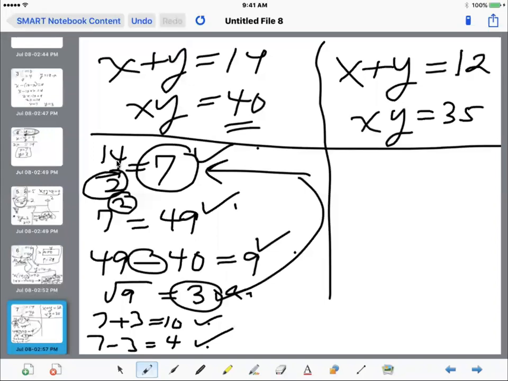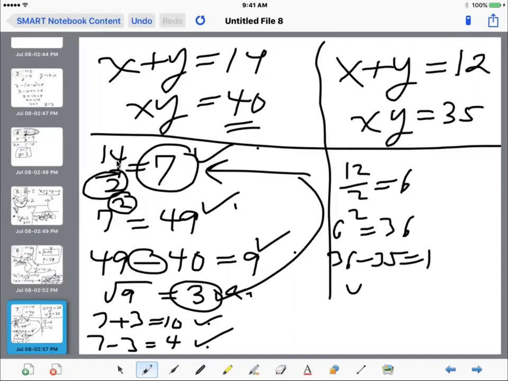Okay, I see there Stephen E. has the numbers 6, 36, 1, 1, 7, 5, and that is correct. 12 over 2 is 6. 6 squared is 36. 36 minus 35 is 1. Square root of 1 is 1. And then you just add 6 plus 1 and do 6 minus 1.